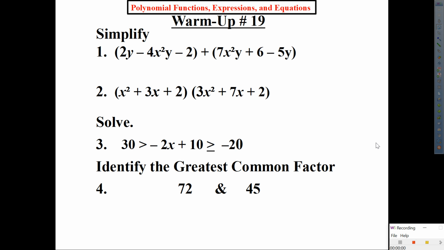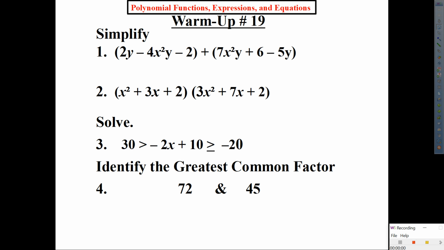Warm-up number 19 is on the screen. By now, we should be able to do all these four pretty fast, or expeditiously. The first two are simplify, number 3 is to solve, and number 4 is GCF. I'll give you guys about 6 minutes. Let's get this done so we can get started, please.